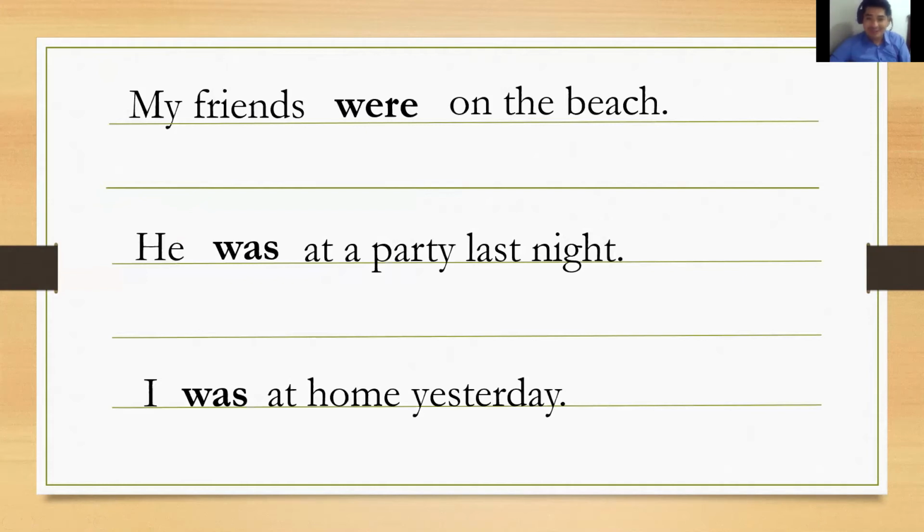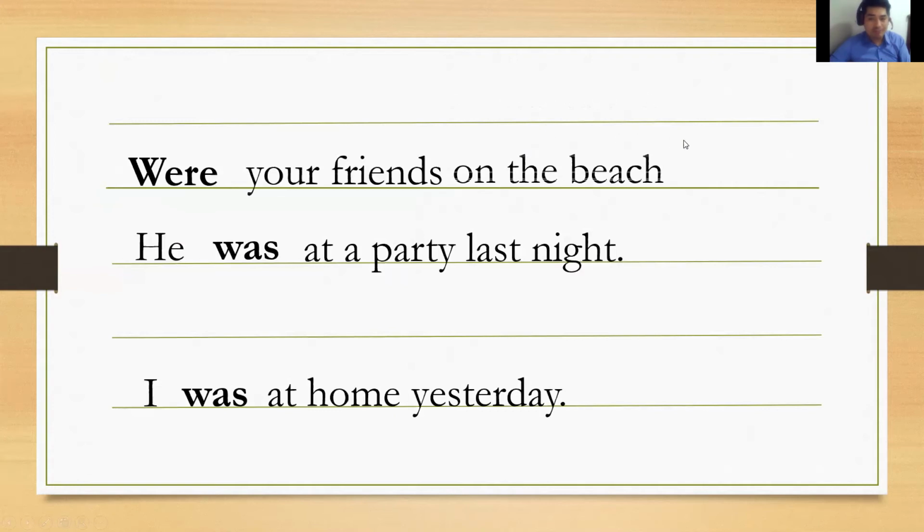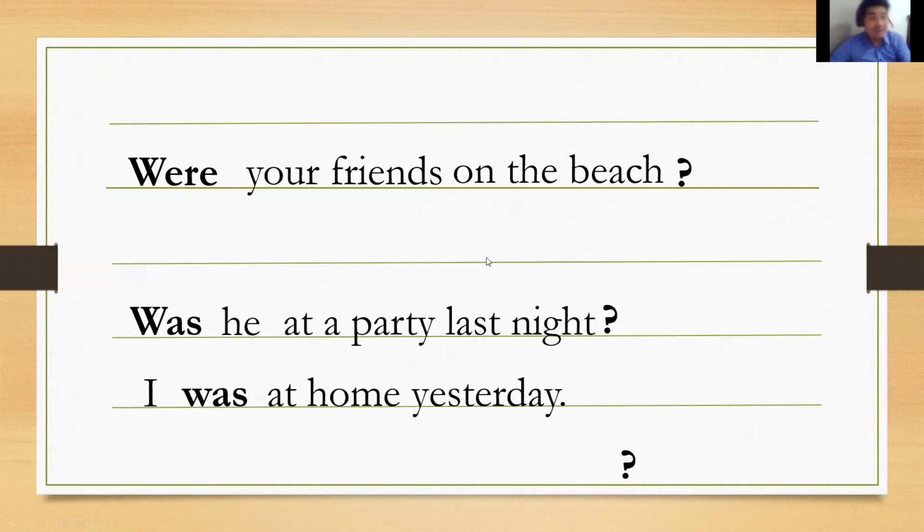Okay, so I suppose you did that in your notebook, on your piece of paper. Now let's check your questions with my questions that I have here. So, my friends were on the beach. The question is easy. Were my friends, or your friends, sorry, on the beach? And the answer is yes, they were, or no, they weren't, depending. He was at the party last night. Easy. Was he at the party last night? Yes, he was. No, he wasn't.